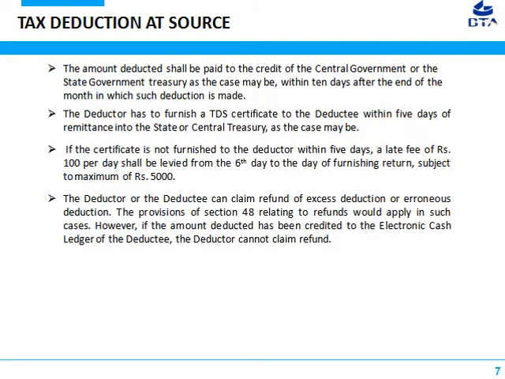Refund can be claimed by the deductor or deductee on account of any excess deduction or erroneous deduction made. However, the refund cannot be claimed by the deductor if the amount so deducted is credited to the electronic cash ledger of the deductee.